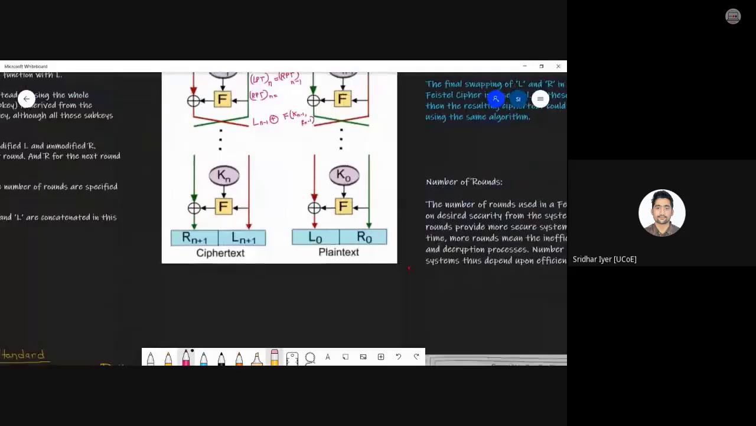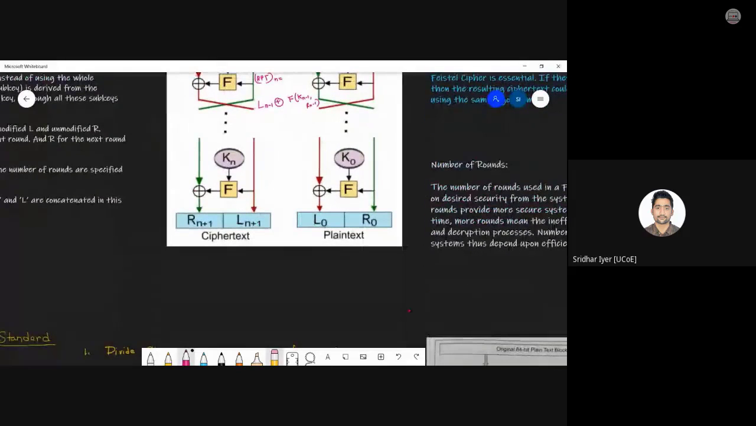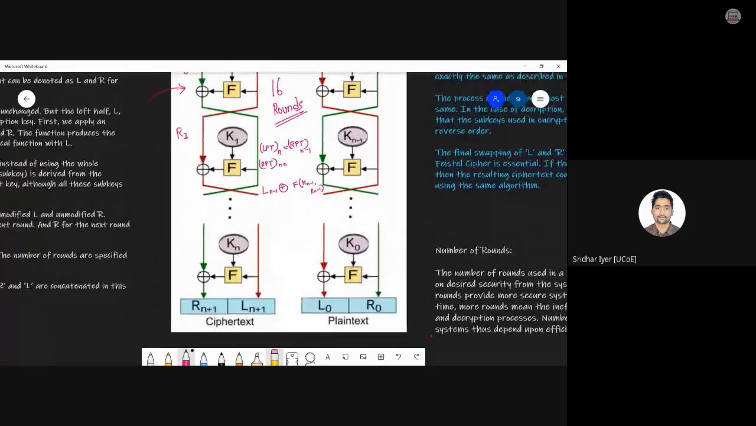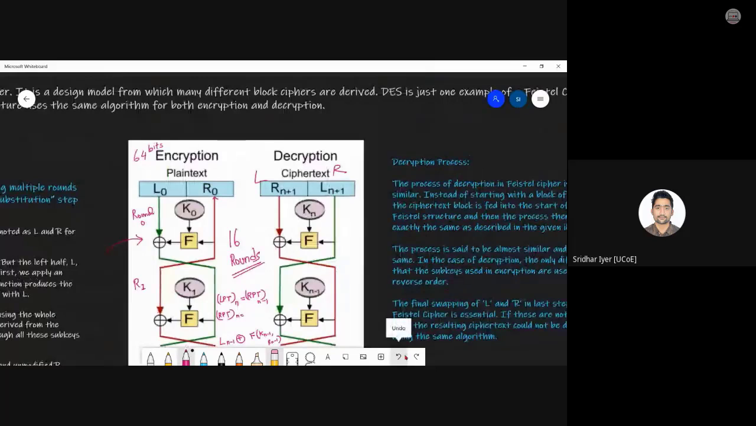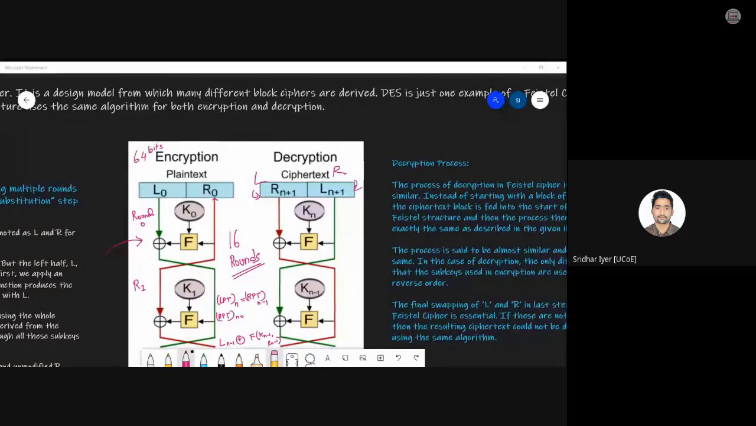Am I clear? It's basically this one only. Whatever answer you're getting over here, that same answer is copied over here. That is why they have written Ln plus 1, Rn plus 1, Ln plus 1. Otherwise, it is the left part only, it is the right part only. Am I clear? Yes or no?